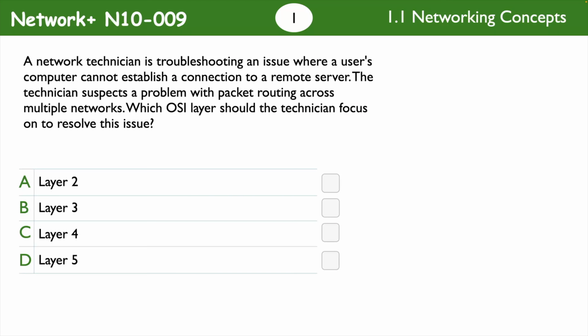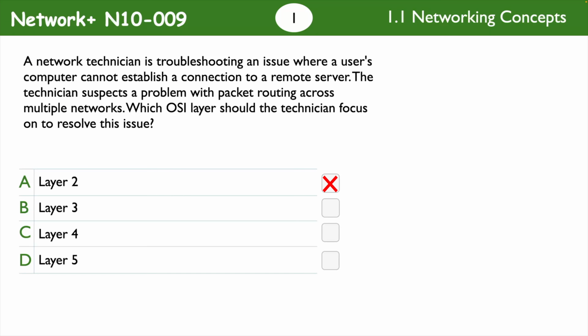All right, so let me point out the key phrase here. Without a doubt, the most important key phrase here is suspects a problem with packet routing across multiple networks. And that alone gives you the answer here. It's also important to know the OSI layers for the Network Plus exam. They're going to be physical, data link, network, transport, session, presentation, and application. So for this question, it's pretty much asking which layer routes packets across networks. So let's go ahead and start eliminating them.